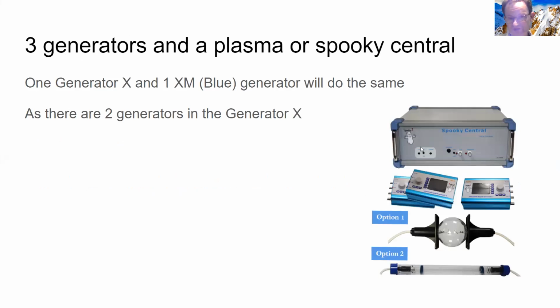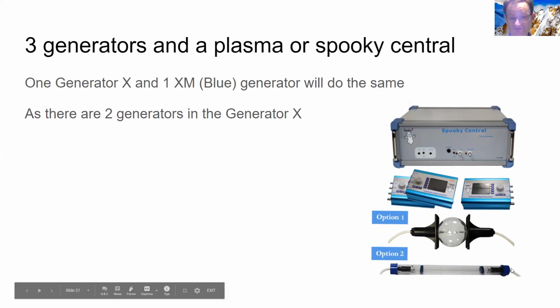So this is one type of kit. Again, it's using the fabulous Spooky Central and 3 XM generators, and either the Phanatron bulb, which is the round one, which is great for targeted work, or the straight tube, which is great for scattered pathogens inside your body.